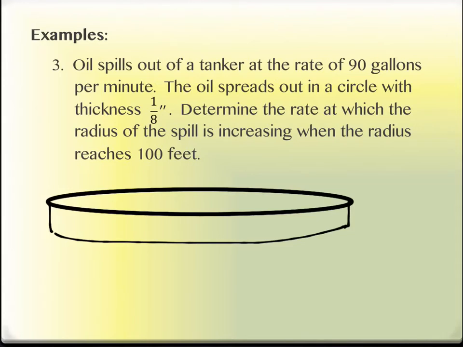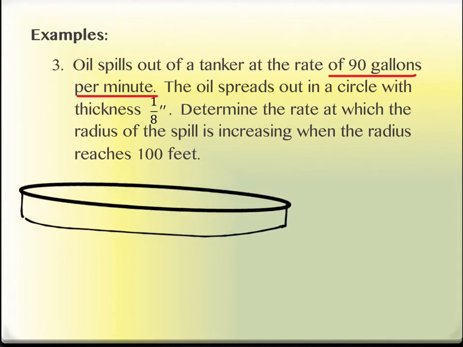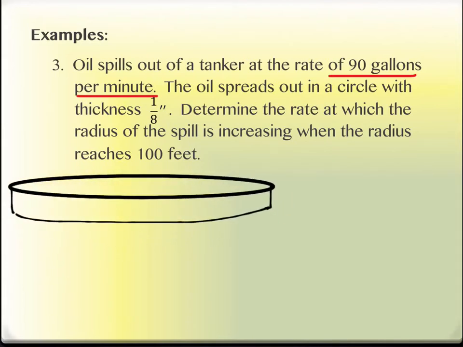It's talking about the volume. It says that the oil spills out at a specific rate. This rate of 90 gallons per minute actually has a ratio conversion. And I'll do that when I do the video later. But I want to get the part that's more related to what we've already been looking at. But it's all about the volume of this oil.